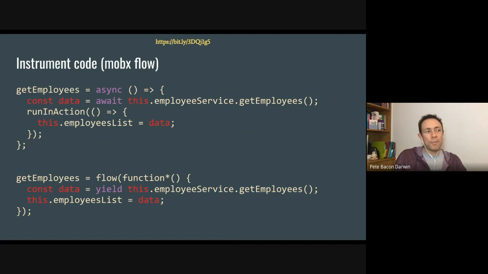So the MobX people came up with this driver function called flow. This flow is actually part of the MobX API. And instead of passing in an async await function, you pass in a generator. Now, what happens here is that when you call get employees, that returns a promise. But instead of awaiting it, you yield that promise to the flow driver. The flow driver then goes, oh, this is a promise, so I'm going to await it. And when it's finished, I'm going to make sure that everything that runs after this is inside the right action. So it does all of that boilerplate for you.